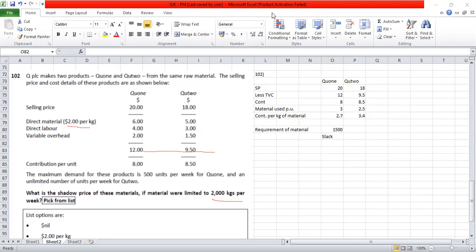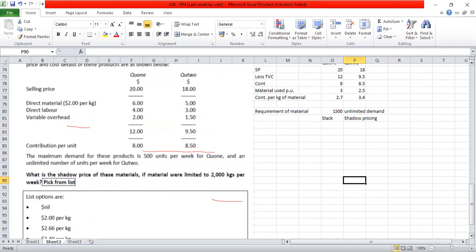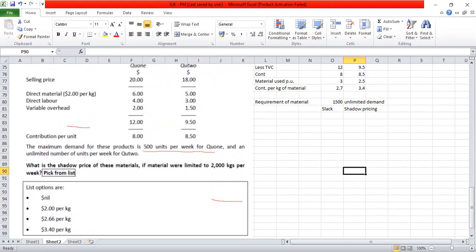But do we see a slack situation in case of Q2? No, it is not slack, but it is shadow pricing. Why? Because demand is unlimited. If it is unlimited demand, then that is called shadow pricing. So what's the shadow price? For every additional unit of resource which is used, how much additional contribution is generated is the shadow price, which is 3.4. So what's the answer? The answer is $3.4 per kg.